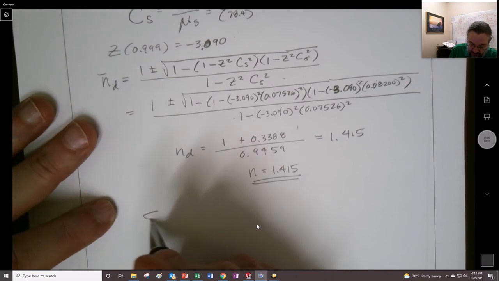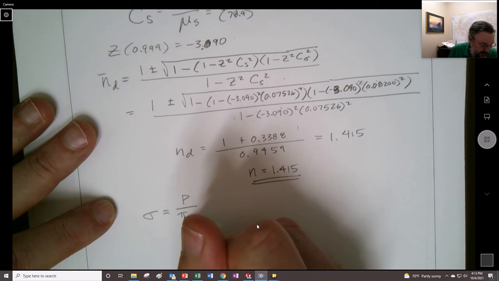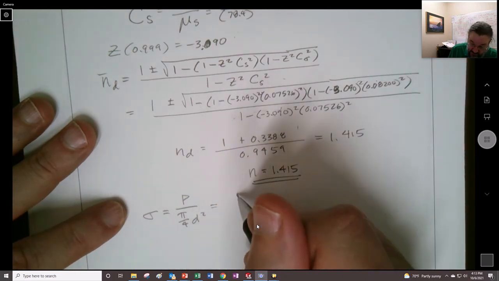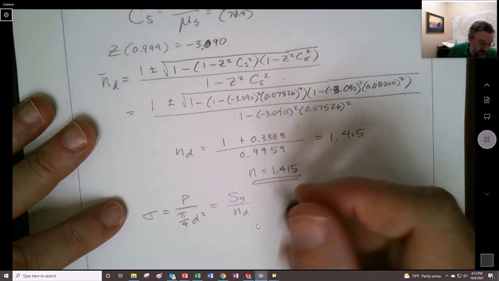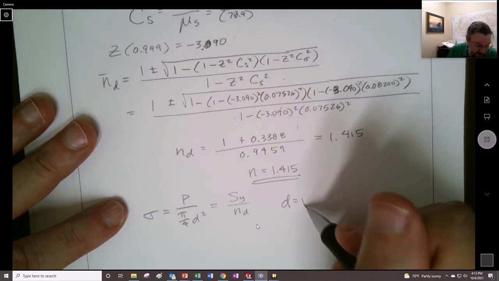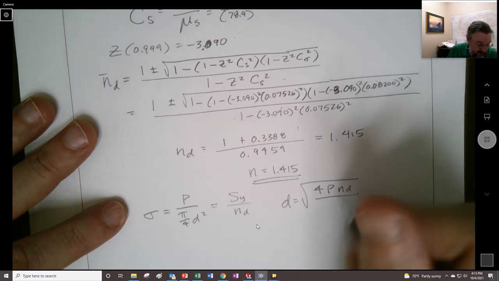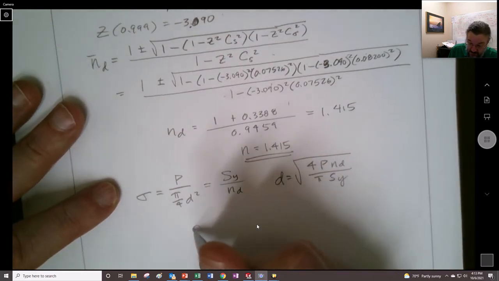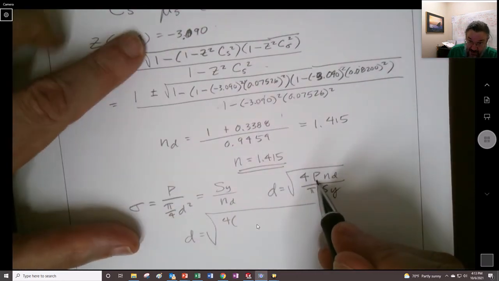for the stress that we're going to calculate here, that would be P over pi over 4 d squared. And that's going to equal the average yield strength divided by the design factor. So we could find as an equation, we get d equals the square root of 4 times P times the design factor divided by pi Sy, right? So we could find this, and we're going to use the average P here.